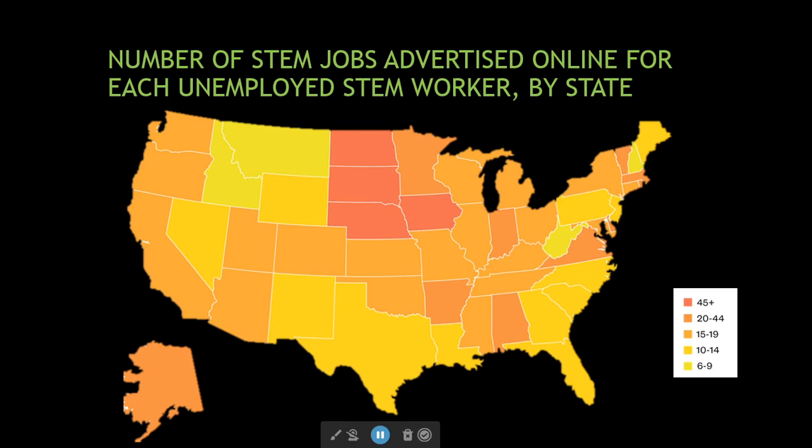What this chart shows is that for every one person who has the STEM skills, how many jobs are available in their state. You'll notice that in North Carolina, for every person who has STEM skills, there are probably 10 to 14 jobs available for them. If you go to certain states, such as Nebraska, where I grew up, for each person, I would have my choice of about 45 different jobs.